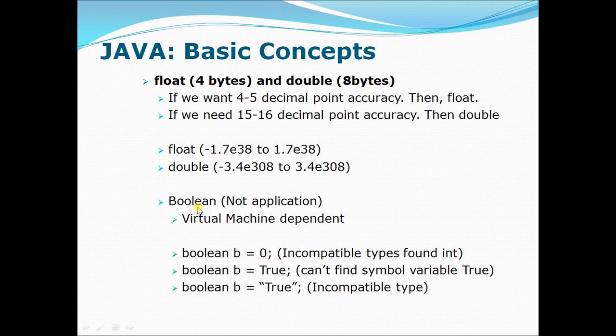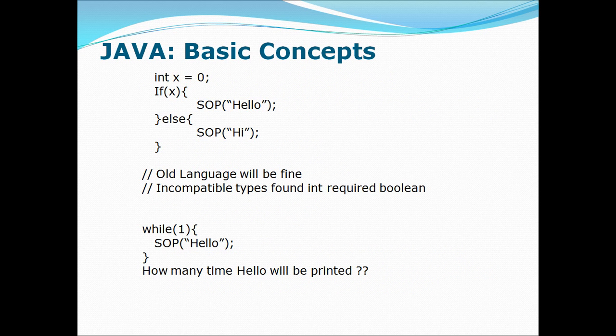So that's what I told. What is boolean? Boolean is nothing but virtual machine dependent. Size is virtual machine dependent. And this one, what will happen? It will tell you cannot convert integer into boolean. This one will tell cannot find symbol, and this one will tell cannot convert string into boolean. So this is the thing which you have seen.